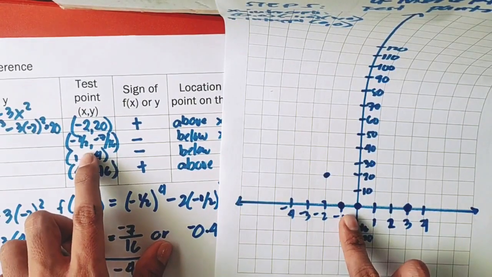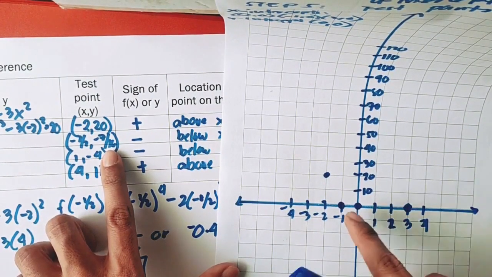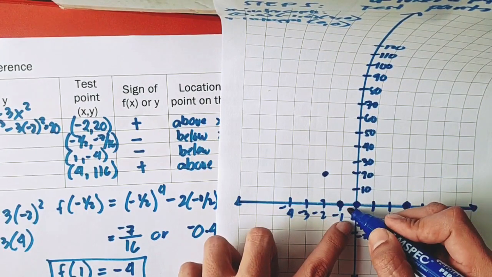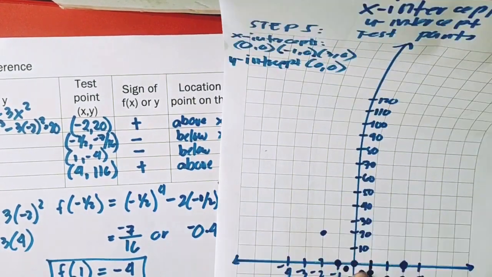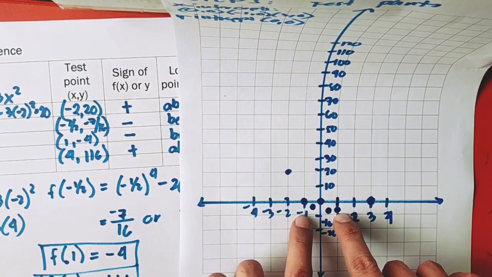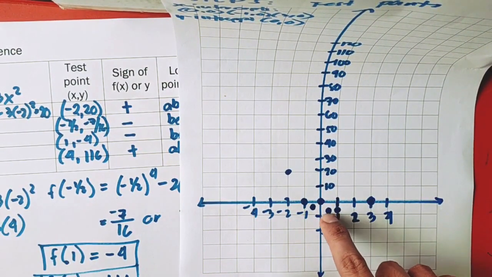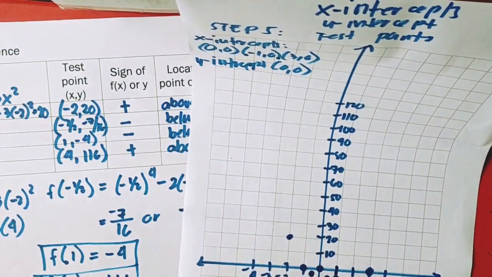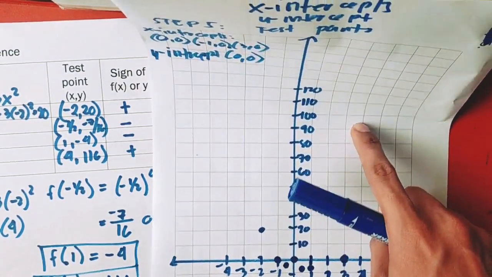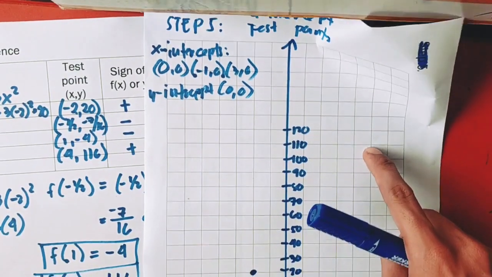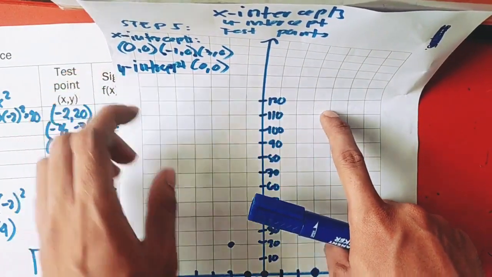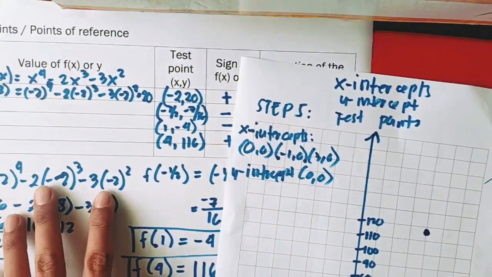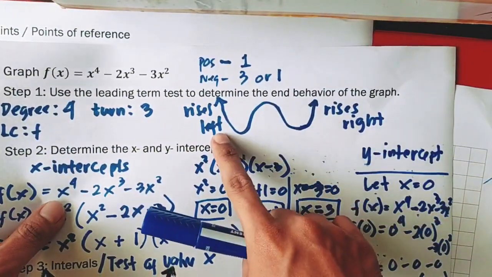Next is (-1/2, -7/16). Negative 1/2 is here, negative 0.4 is over here, it's almost here. Okay, it's here. Then (1, -4), this one, not this one. Next is (4, 116). It's here, almost here. So the graph should be like this: rises right, rises left.